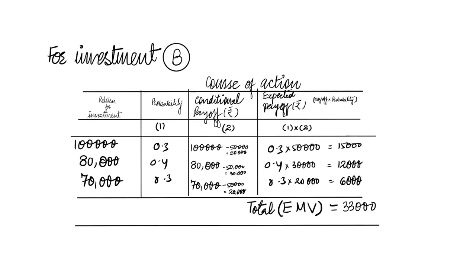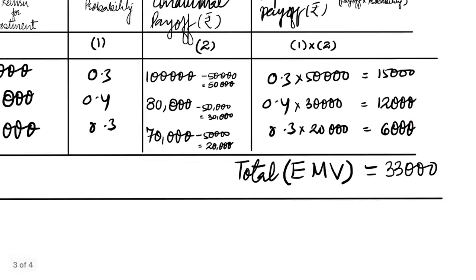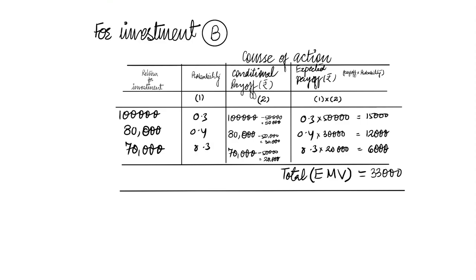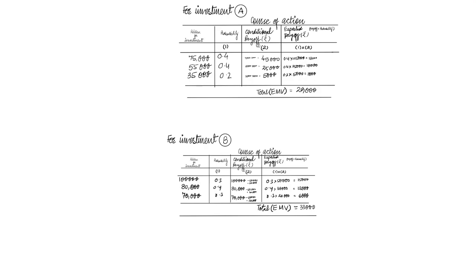Okay, now similarly see investment B. The same process we follow, right? We find the conditional payoff. Payoff means profit. So return minus investment gives the profit for the medium, and this is for the low, and this is their probability. So multiply the probability with the conditional payoff, you get the expected payoff. This is the formula I am using here. So we obtain this in the same way. When you add these three, you get 33,000. This is the expected monetary value for investment B. So it is clear we need to find the maximum because it is all about profit. When we find the maximum, investment B is to be selected.